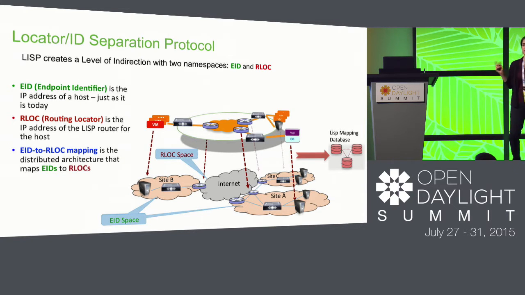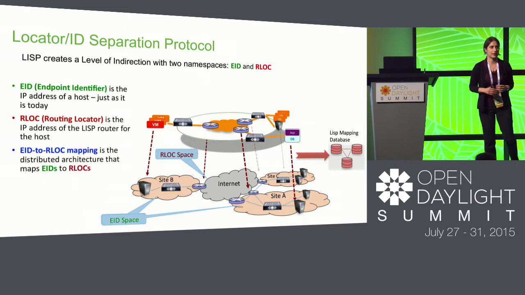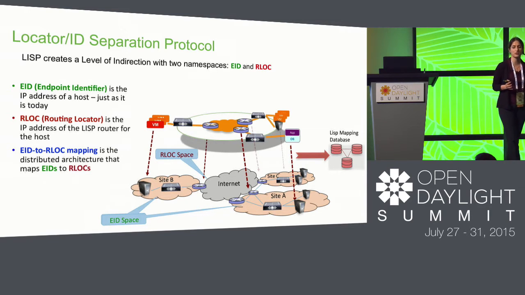So now, this is a very quick overview of the Lisp protocol and where it started. The Locator/ID Separation Protocol was designed originally to address the routing scalability in the core of the internet. And it separates the identity from location, basically splits the address space of the network into two namespaces. The identity namespace, which Lisp refers to as endpoint identity or EID space, and the routing address space, or routing locator, RLOC space.